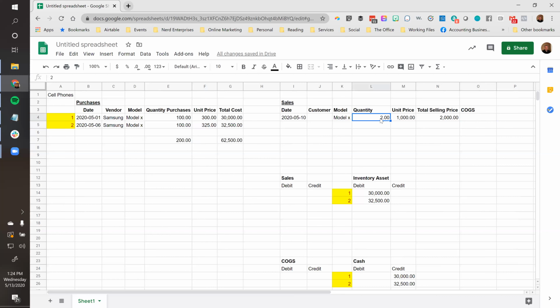So in this case, because we're only selling 2, we're only selling at this unit price, or unit cost, I should say. All right, let's change that nomenclature so it's super clear.